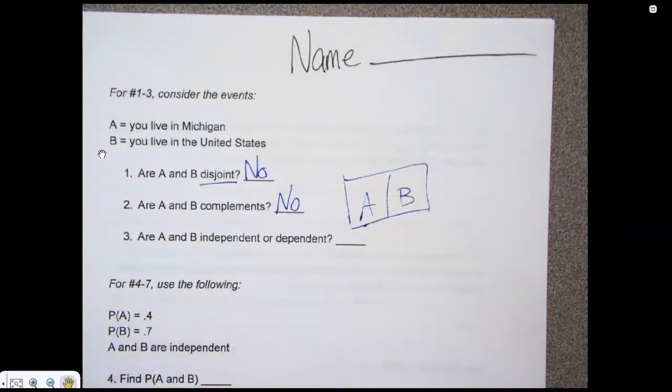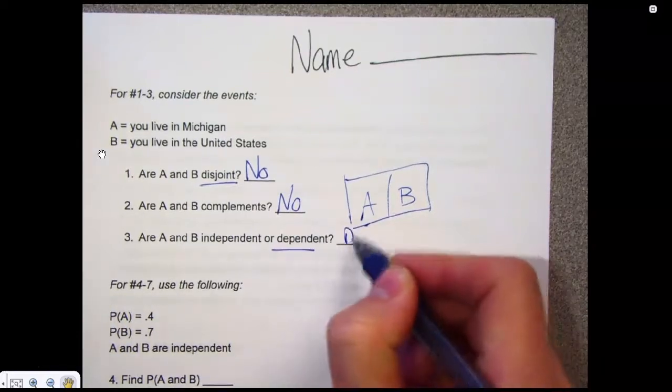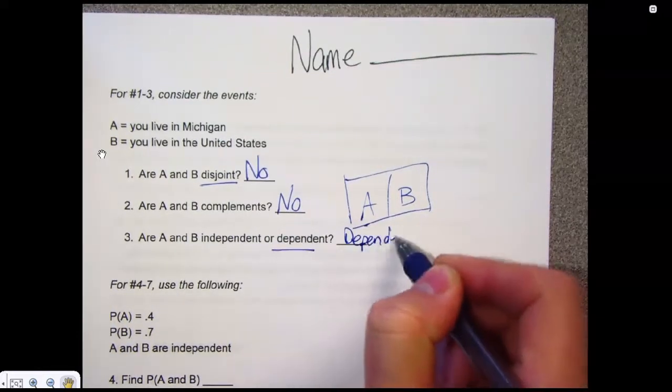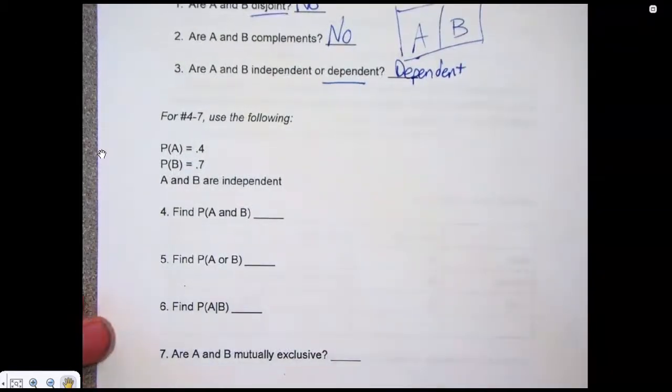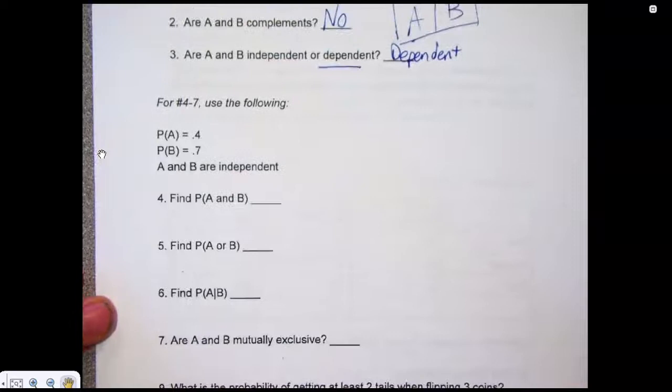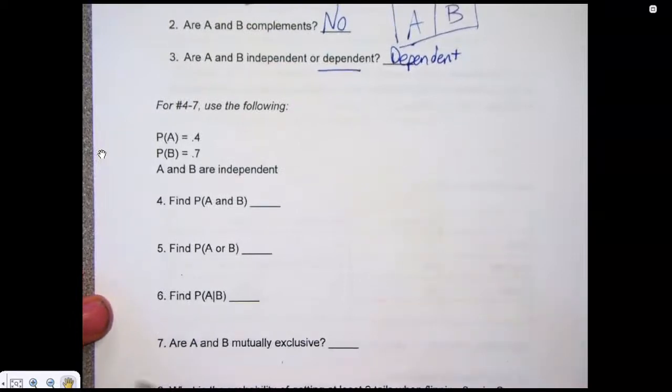Independent or dependent. Well, if I told you that you lived in Michigan, that would certainly change the probability that you live in the United States. It would make it 100%. So when knowing one thing makes the other thing more or less likely, that means that the events are dependent. All right, 4, 5, 6, 7, 8, here are all related.